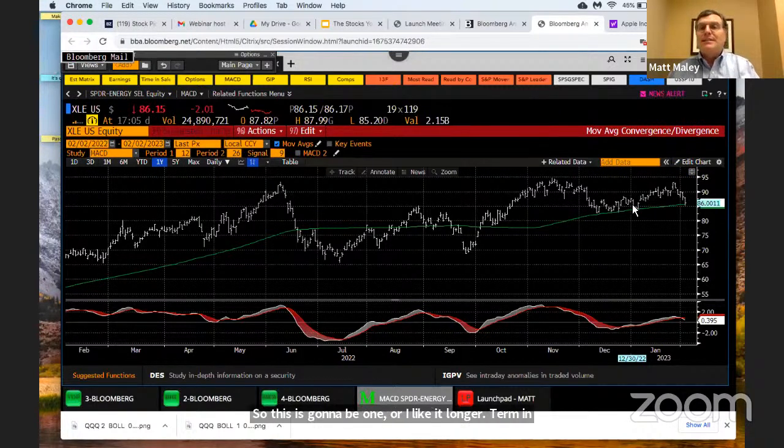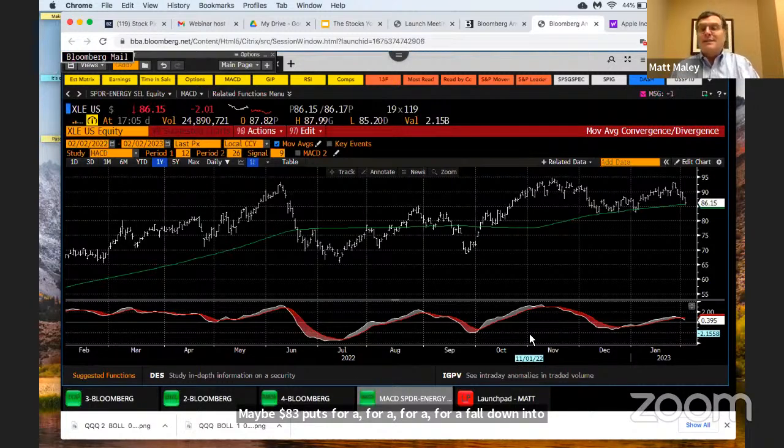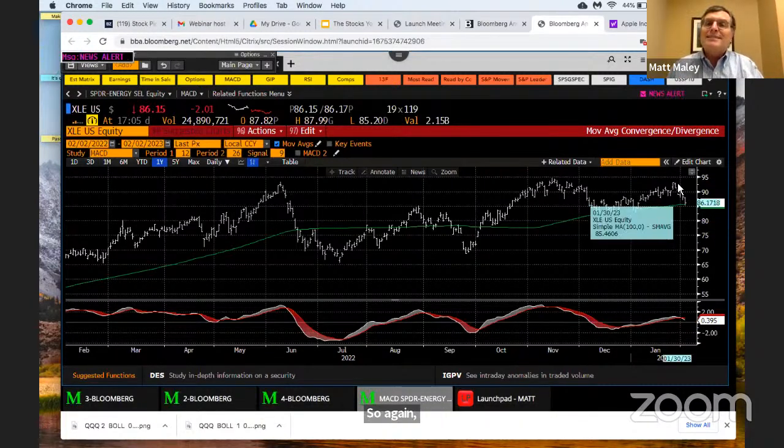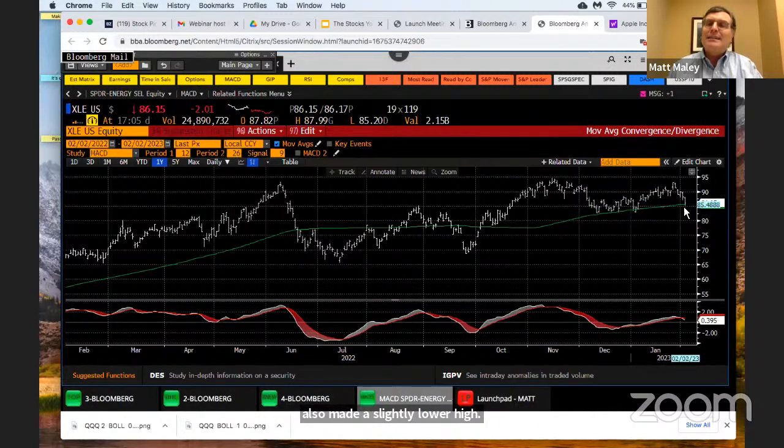But we're going to be looking at these XLE puts if we get a little bit more break of that 100-day moving average. I'll probably look at like the $82, $84 puts. Maybe $80, $83 puts for a fall down into the low 80s. So again, even though I like it, you see here too, it also made a slightly lower high. Okay, higher low, that's great, but a slightly lower high. Boy, if we break below that, it's going to cause some problems. I like it long term on a fundamental basis. Short term, I'm a little nervous, so I'll be looking at the put options in this one.